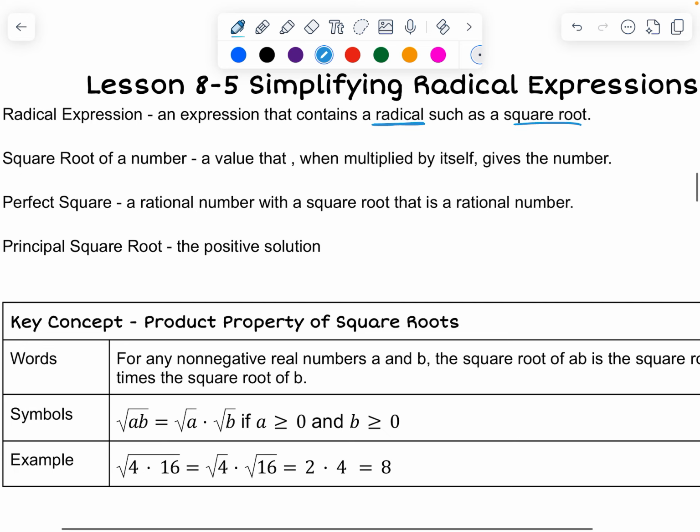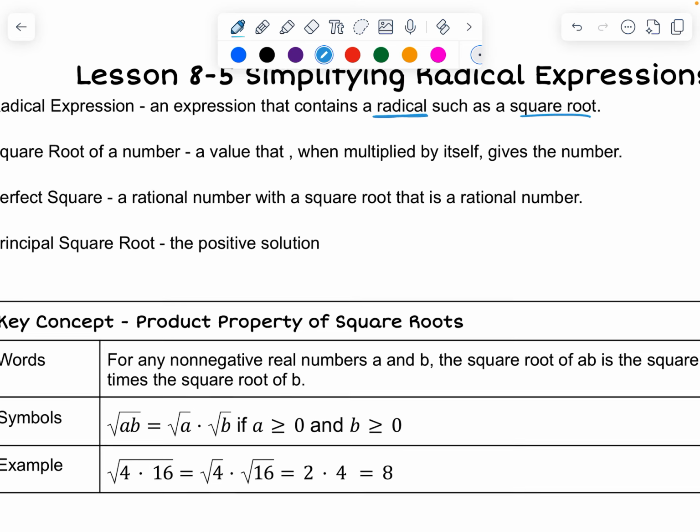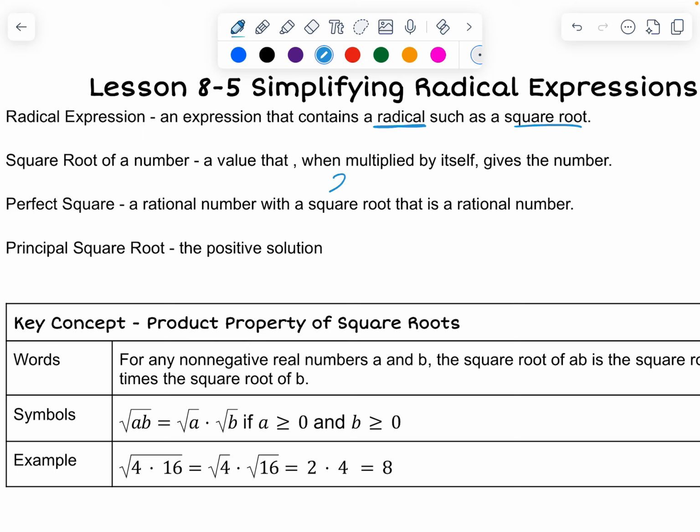Now, a square root of a number is a value that when multiplied by itself gives that number. So a square is 2 times 2, and that's 4. But if I took the square root of that number, it would be 2. Okay? Perfect squares: 4, 9, 16, 25, 36, 49, 64, 81, 100, and so on. The principal square root is the positive solution.